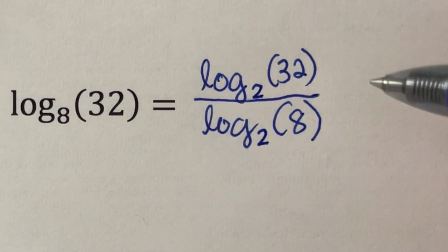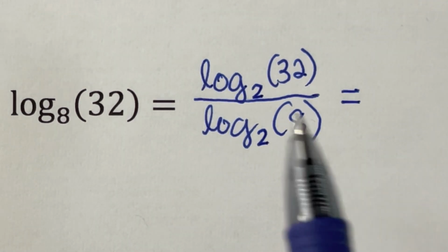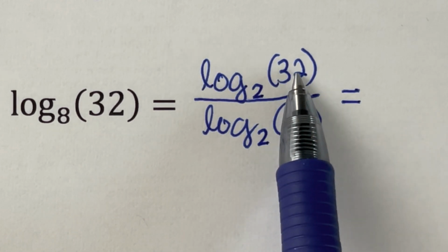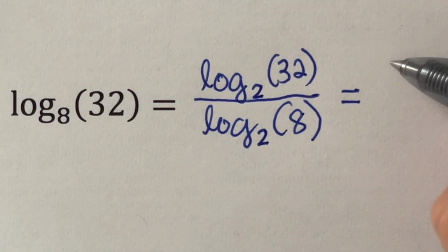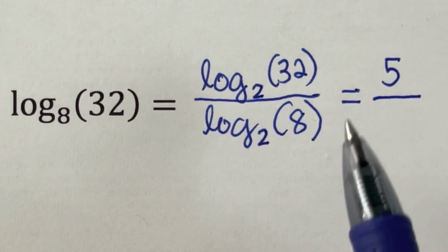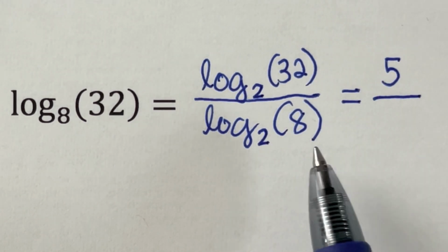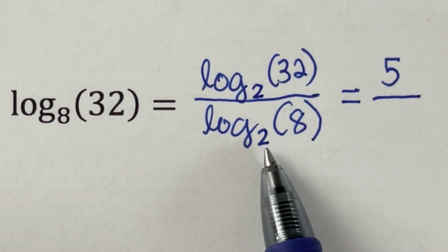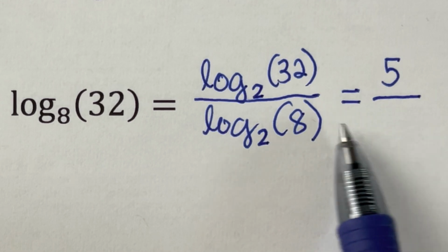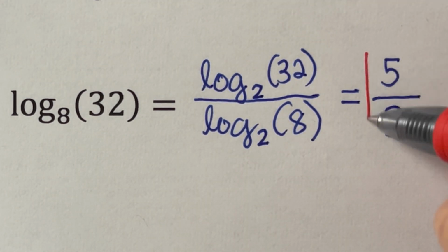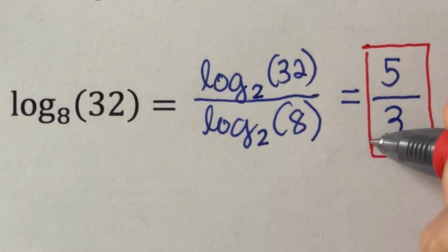So if we are going to simplify this, we ask ourselves, what is the exponent of 2 such that it is 32? That value here is 5, which means that if we change this to exponential form, 2 raised to the power 5 is 32. Now we move on to the denominator. The question we ask is, what should be the exponent of 2 such that our value is 8? That would be 2 to the power 3 is 8. So then this is the exact value of log of 32 to the base 8.